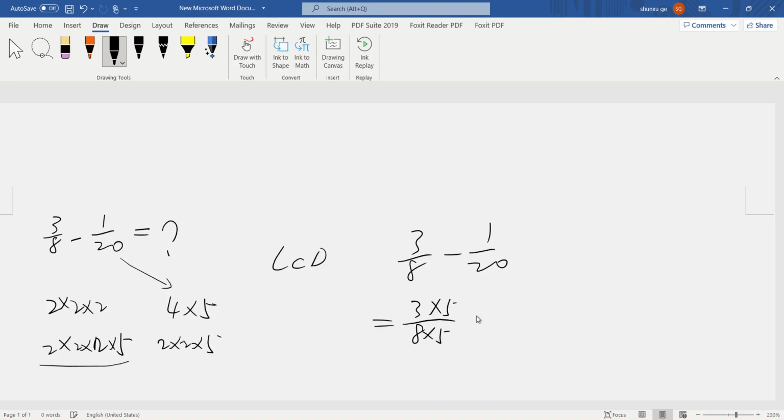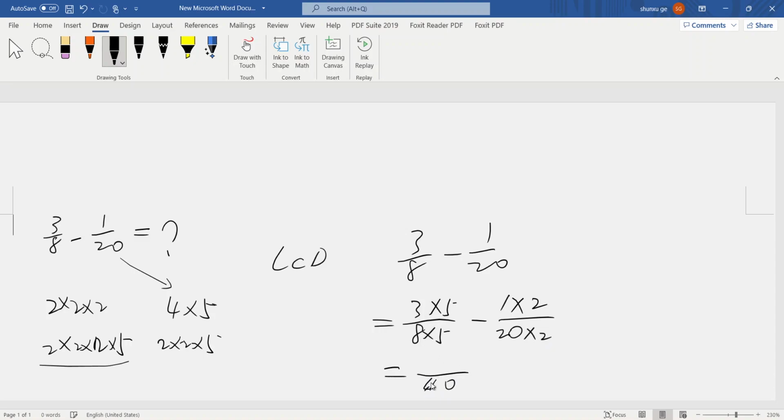Okay, times 5. Now for 1 over 20, we have 2, 5, 2, but here we have three 2s, so that means we are short one 2, so we multiply by 2. The original numerator is 1, and since we multiplied the denominator by 2, we also multiply the numerator by 2. So 5 times 8 is 40, and 20 times 2 is 40, so our denominator is 40.